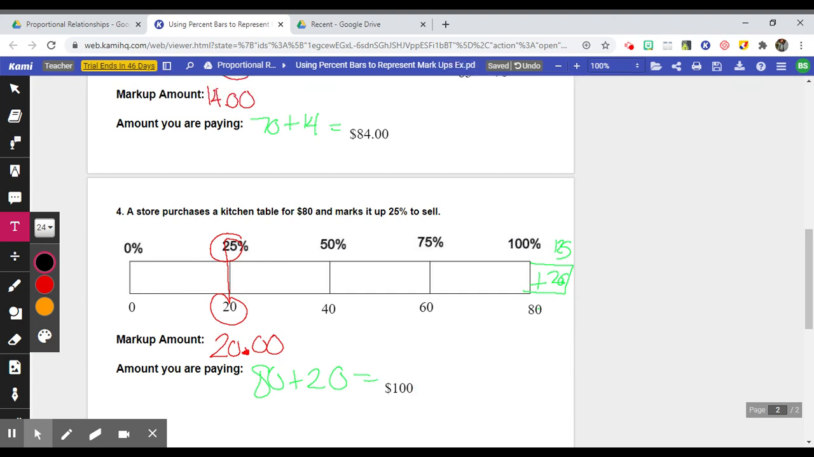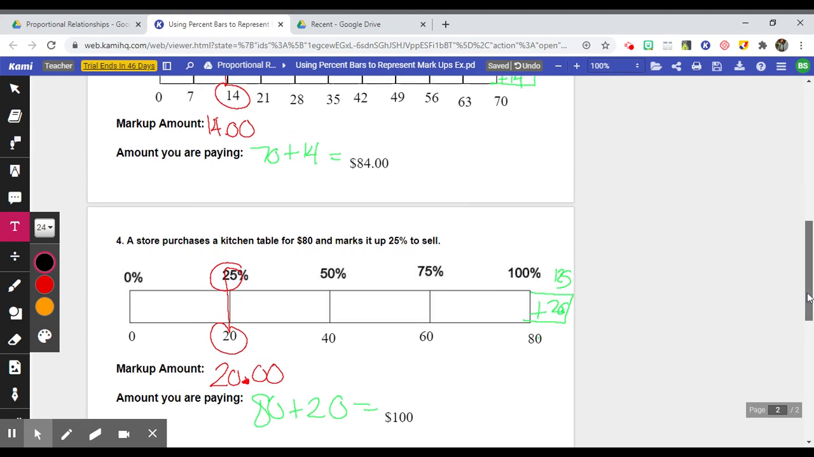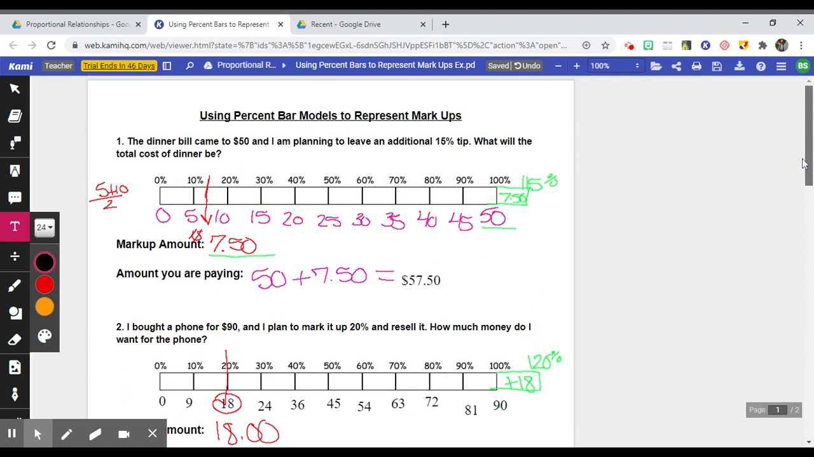Again, for today's assignment, you are using Cami. I have demonstrated how I want you to do your actual practice problems within the Cami feature in Google Classroom, where you can write on PDFs. We're finding markups, which is adding money and adding a percentage, so we're looking at percentages above 100. We're still using our percent bar to figure out how much money we need to add, or how much money this company has marked something up.